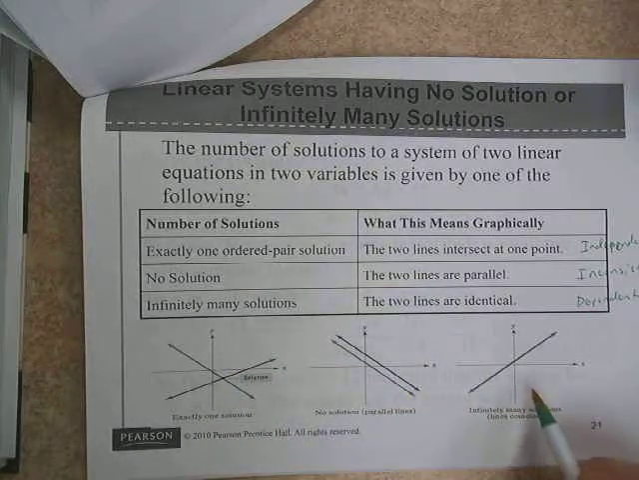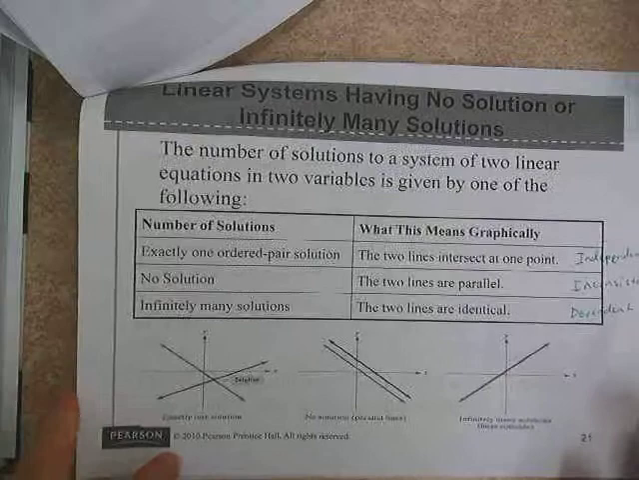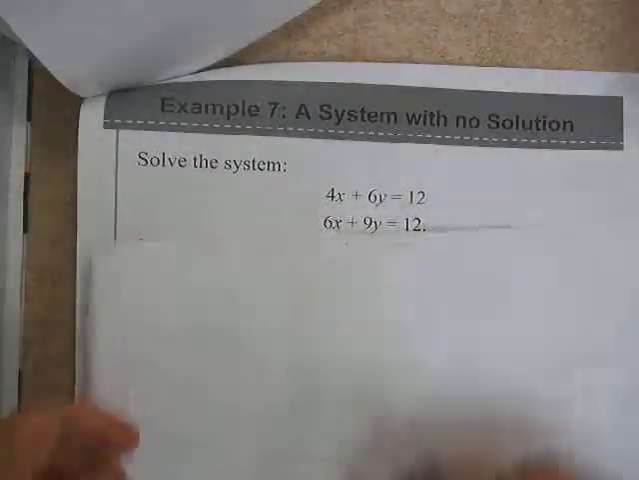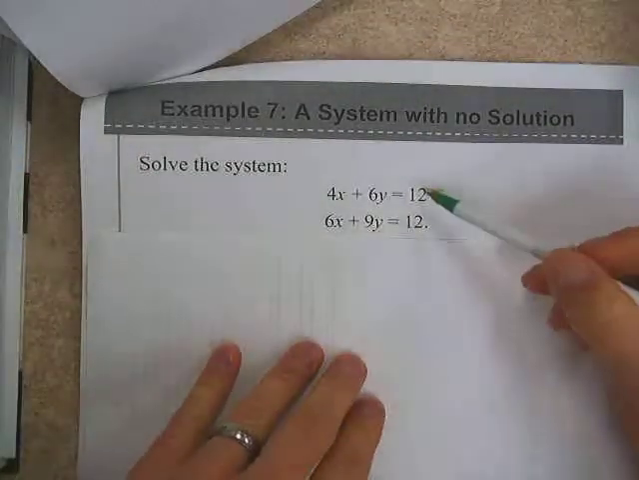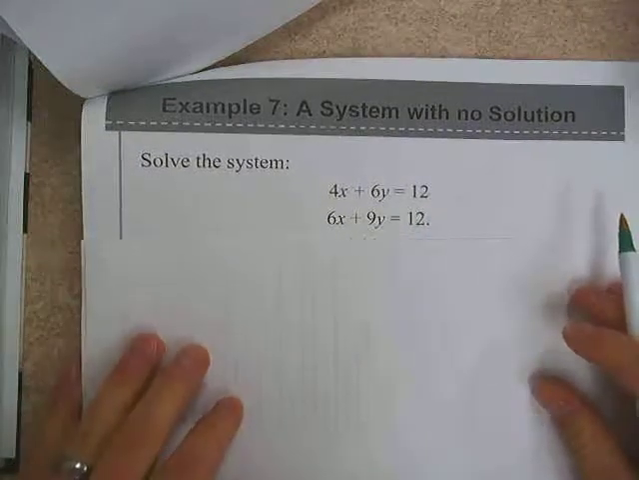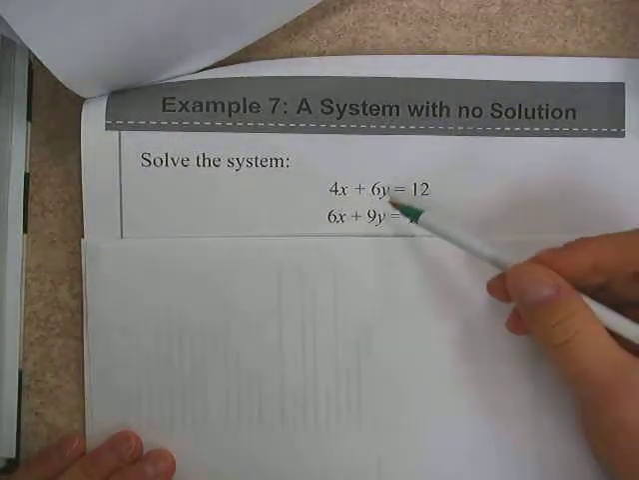So you can see the pictures below here. This would be an example if we were to graph and find one solution. That would be an independent system. This would be an inconsistent system, and this would be a dependent system.